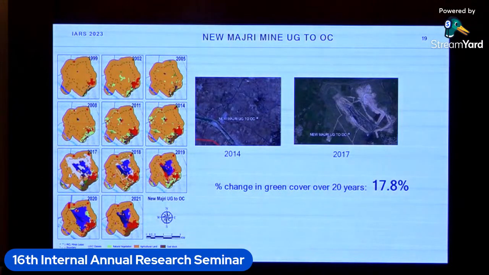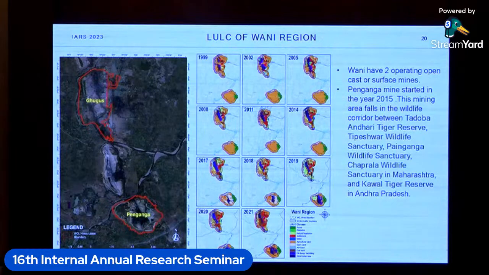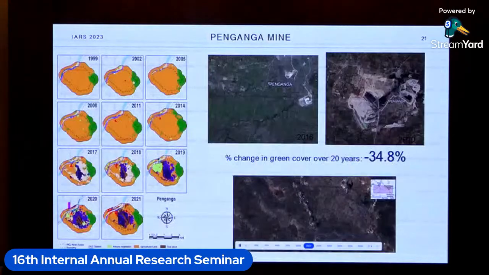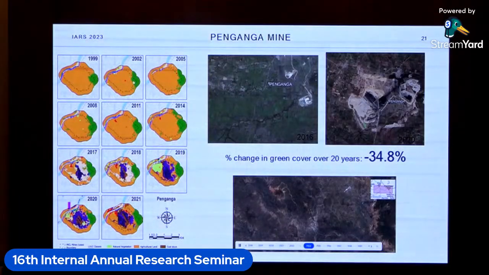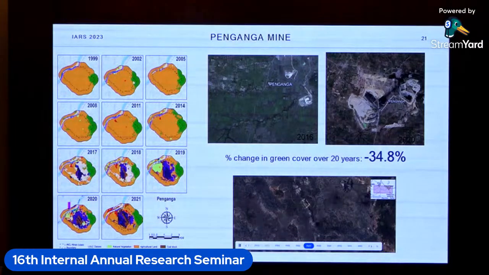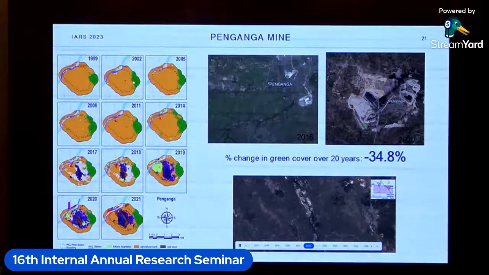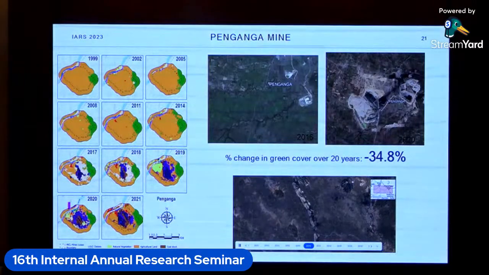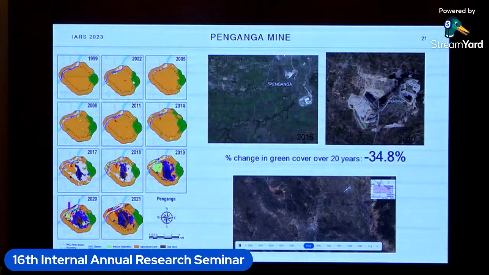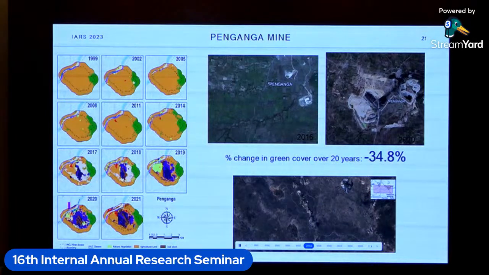Then we have Bander region. It is a very important region. It has 2 mines, Urus and Penganga. It is important because it is in the corridor of Tadoba Andhari Tiger Reserve, Kanhargaon Wildlife Sanctuary, Penganga, and Chaprala Wildlife Sanctuary. Here I am going to give the example of Penganga mine. In Penganga mine, I have seen a dip of 24% in green cover over the past decades. And here the coal area has increased in this mine. The overburden site has increased. Also, the mining area definitely has increased.